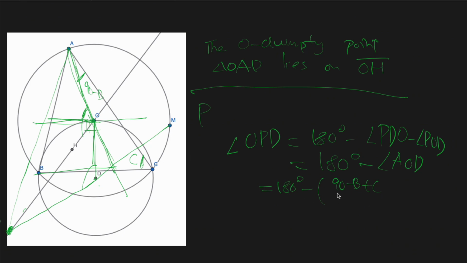So 180 degrees minus this minus another 90 degrees, or plus another 90 degrees. And this should be equal to angle B minus angle C. Okay, we know that angle OPD is equal to angle B minus angle C.